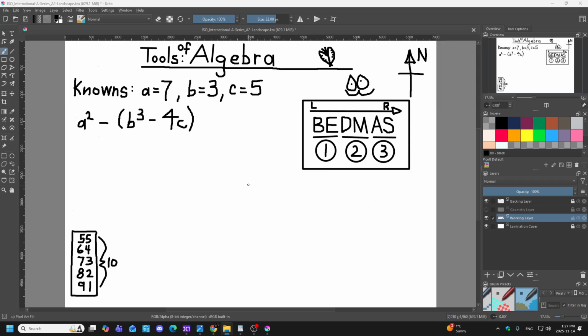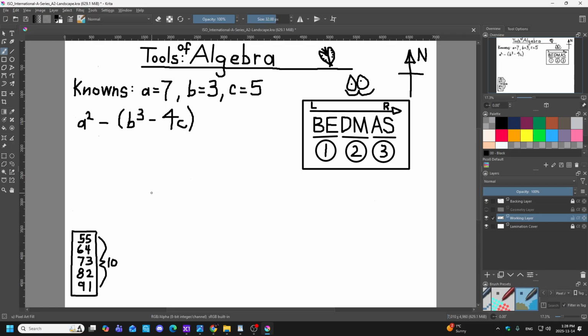Well, the first thing we have to do is substitute. Anytime you see the letter A, you substitute 7. Where you see the letter or variable B, we substitute 3. And C, variable C, we substitute 5. It is that easy.